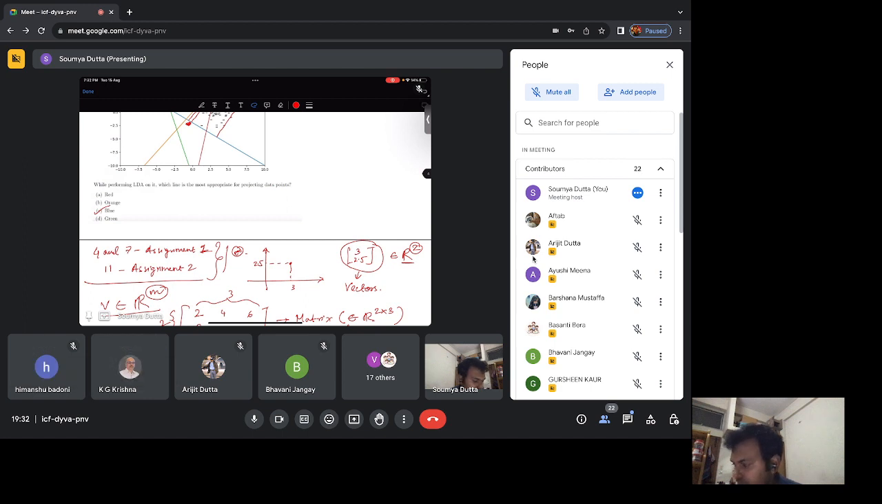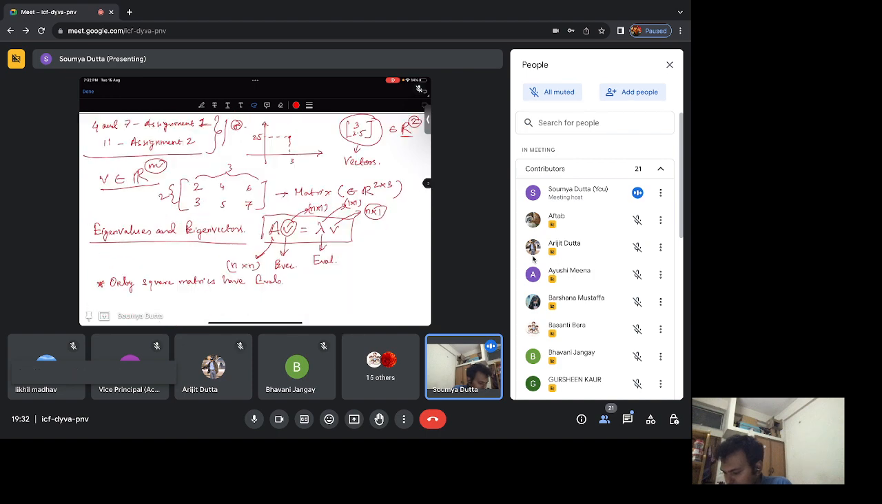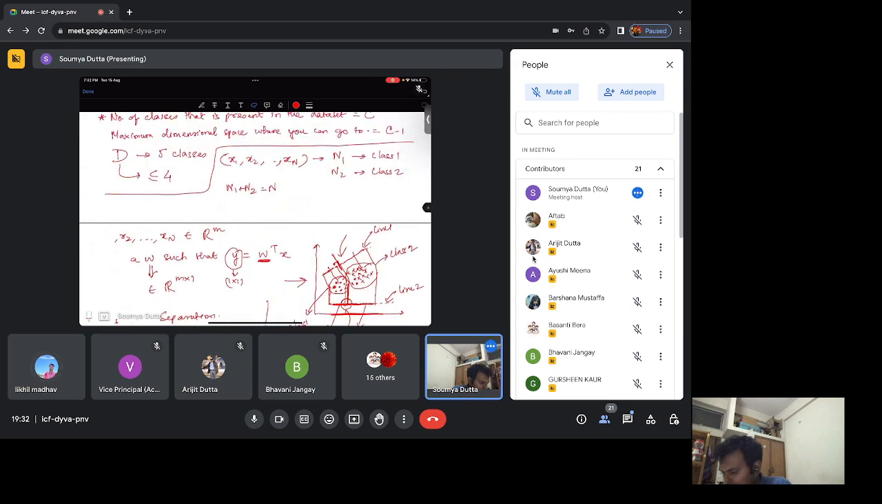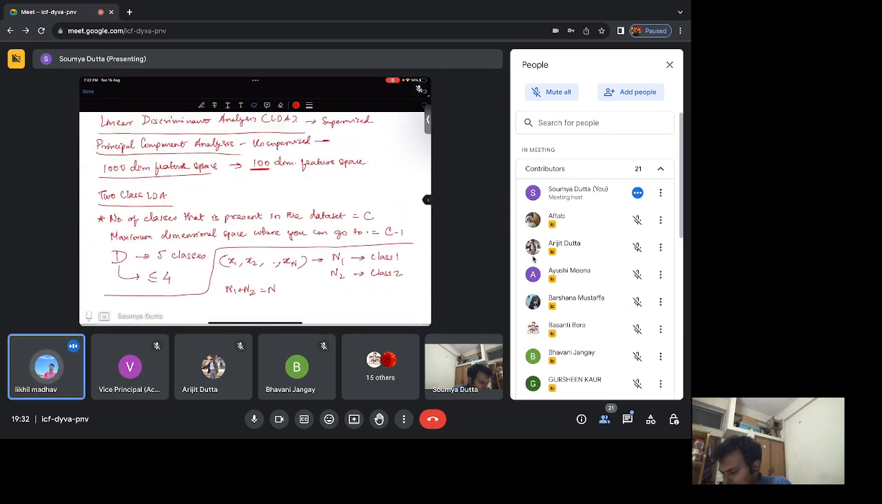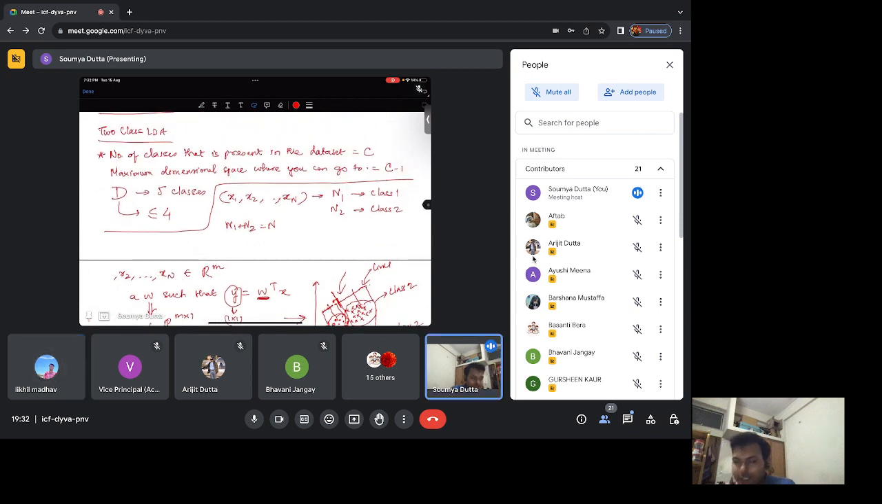Sir, when will LDA be perfectly aligned with mean and the variance? LDA perfectly aligned with mean and variance means? The overlapping. When will it be perfect? Will it never be perfect, or maybe every time? No, not every time. Of course, not every time.